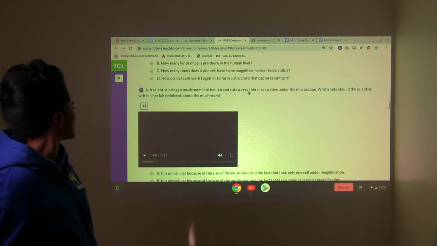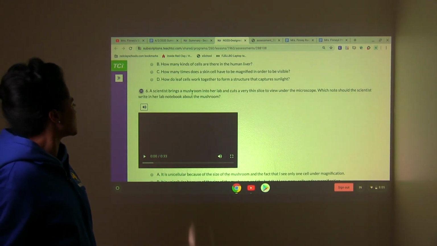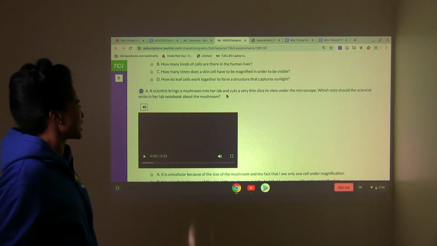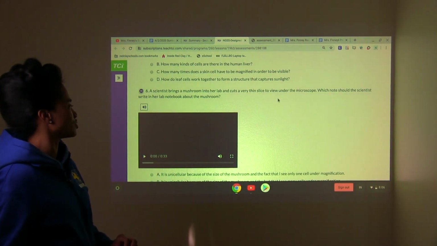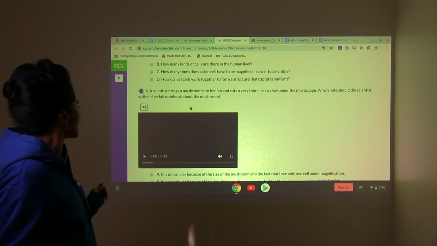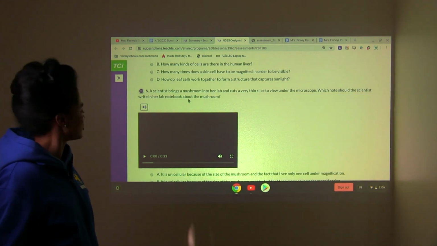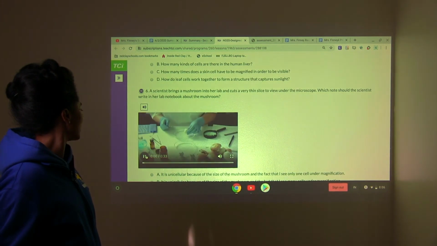All right, number 6. A scientist brings a mushroom into her lab and cuts a very thin slice to view under the microscope. Which note should the scientist write in her lab notebook about the mushroom? All right, let's take a quick look.